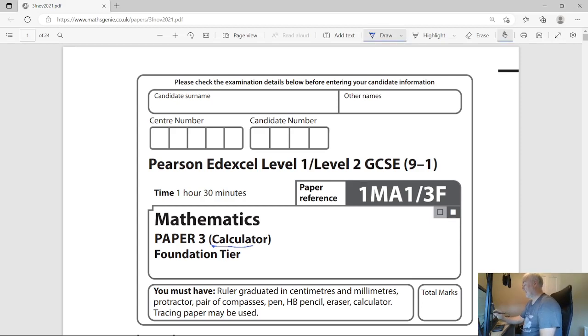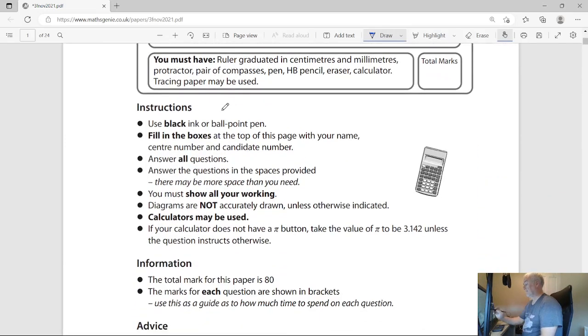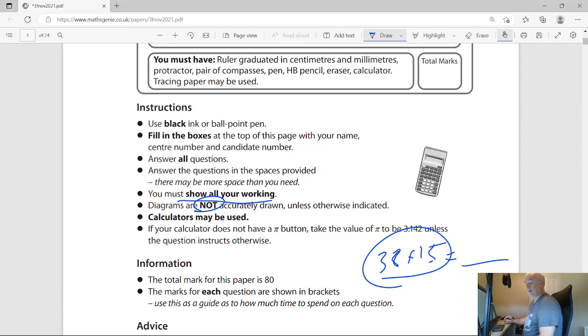Just checking through again. We can see it's a calculator paper. Key thing, diagrams are not drawn accurately unless told otherwise. Showing all your working means to show your working in a calculation. For instance, like 38 times 15. You don't have to do a column method, put it into the calculator and then put your answer, but make sure you've written down what you've typed into the calculator to show the examiner this.